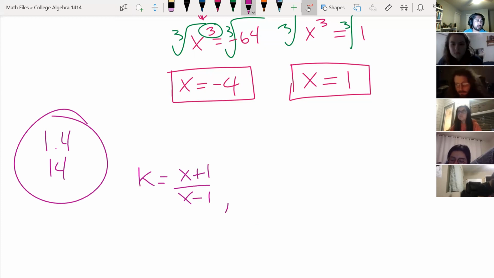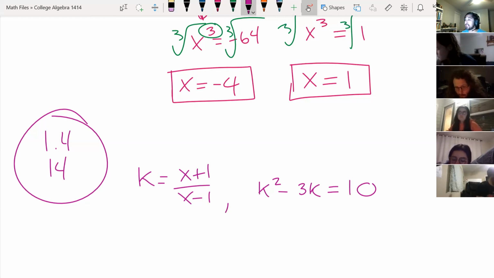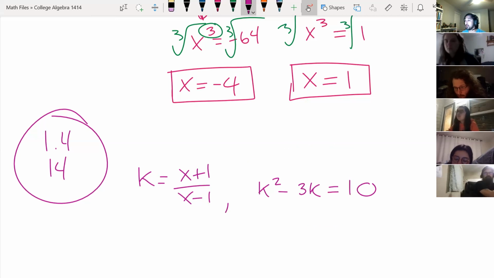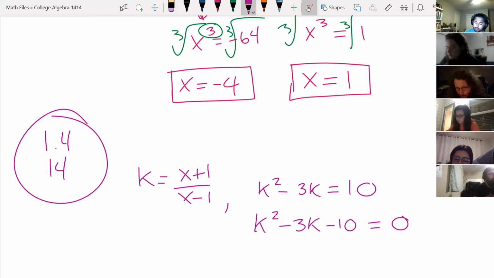They give us k equals x plus 1 over x minus 1, and k squared minus 3k equals 10, and say find x. They already did the u substitution for you, but they used k instead. This is k substitution. All we have to do is solve for k and then bring in what the substitution for k is. So first we move over that 10 and factor.